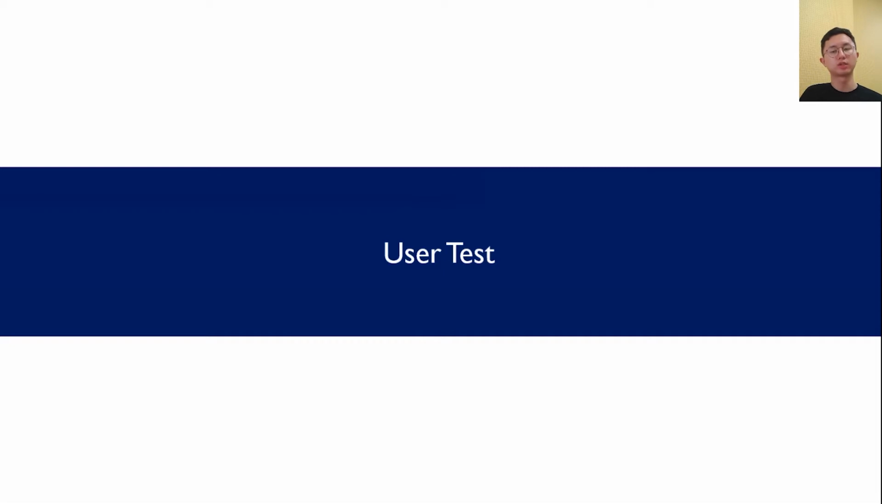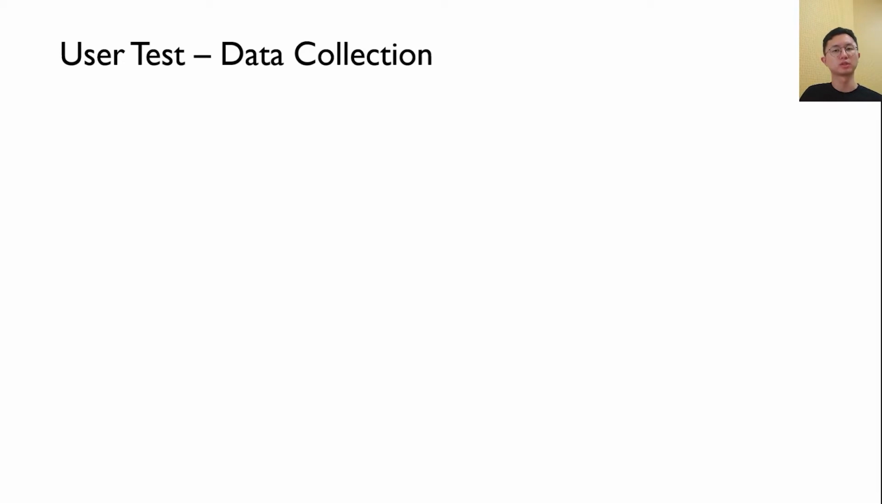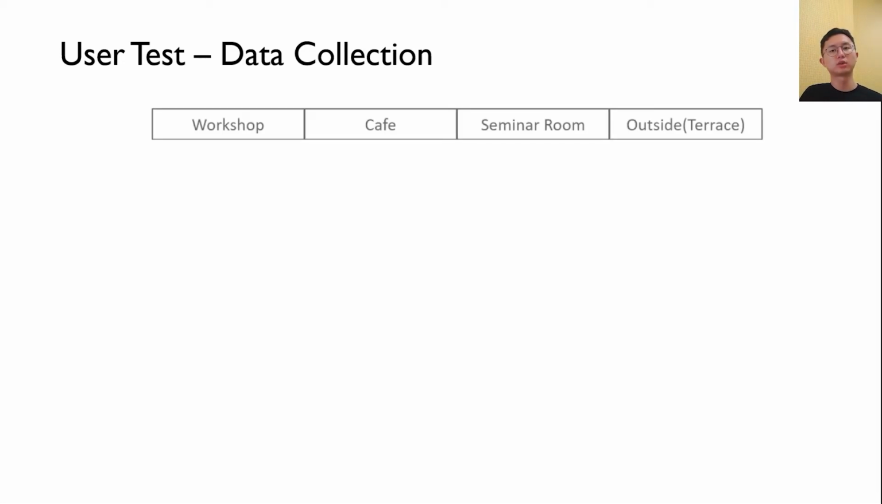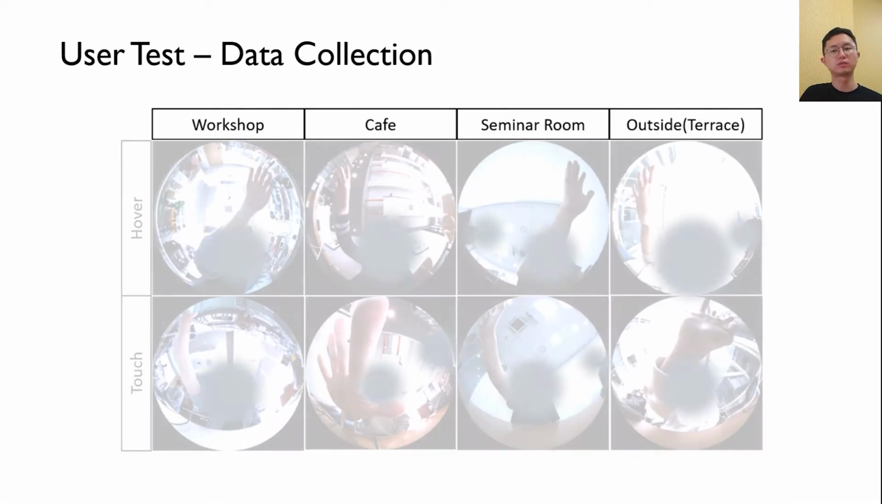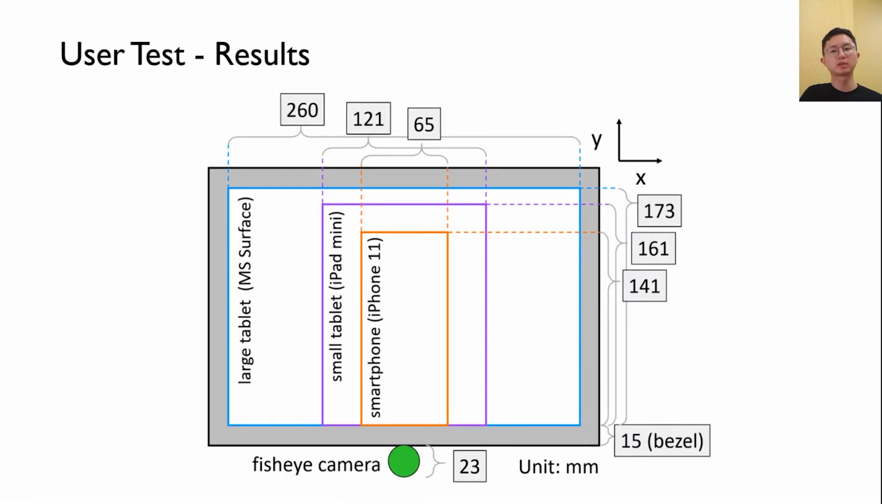We evaluated DeepFisheye through a user test. We recruited 12 participants. We evaluated three things: 3D finger tracking accuracy, contact finger classification accuracy, and hand posture classification accuracy. We collected images from 4 different locations: workshop, cafe, seminar room, and outside terrace. We chose these locations to consider different background and lighting conditions, and these are the sample images. We analyzed the accuracy of 3 different sizes of areas: large tablet size, small tablet size, and the smartphone size. It doesn't mean that we use 3 different devices, but we analyze data in these target areas.